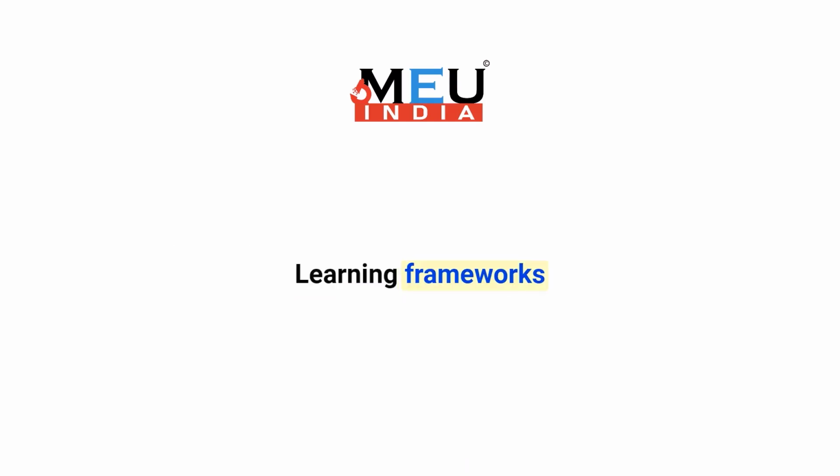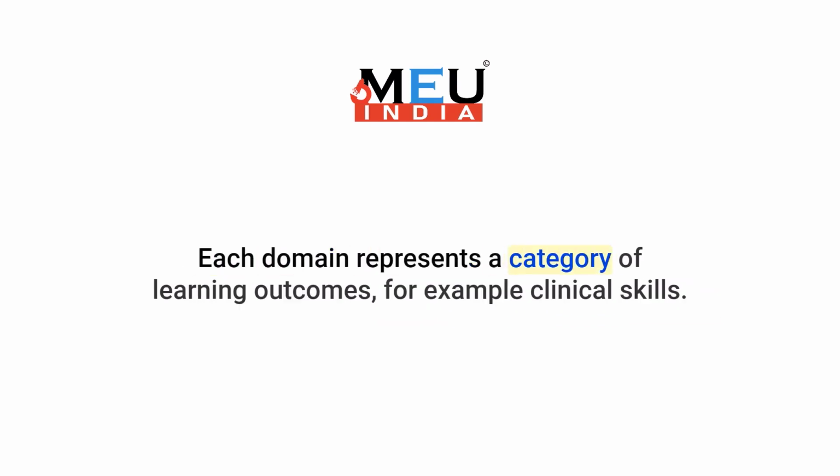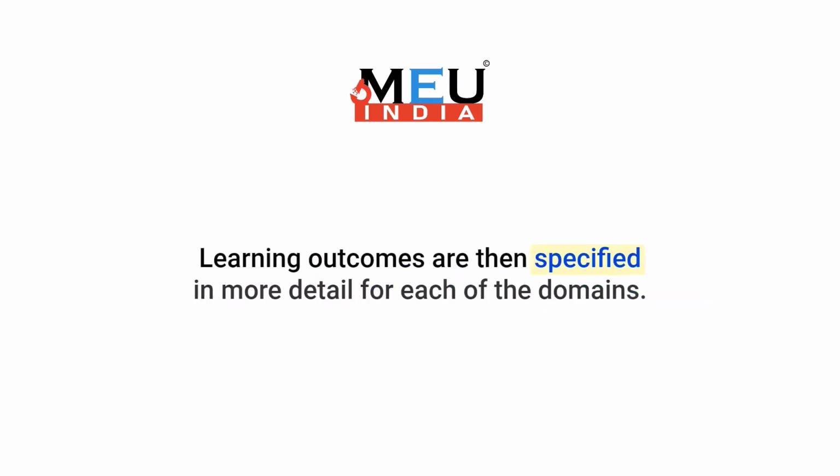Learning frameworks. Statements of learning outcomes and competencies are usually structured around a number of domains, usually no more than 12. Each domain represents a category of learning outcomes, for example, clinical skills. Learning outcomes are then specified in more detail for each of the domains.